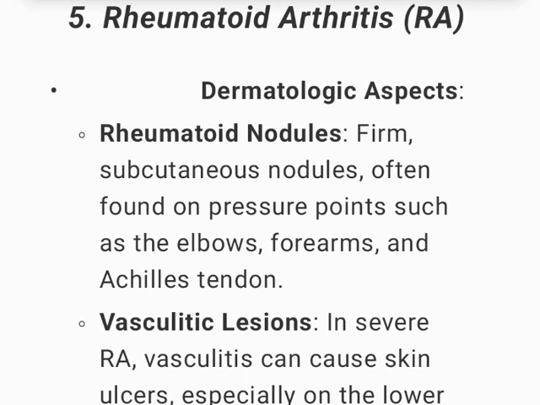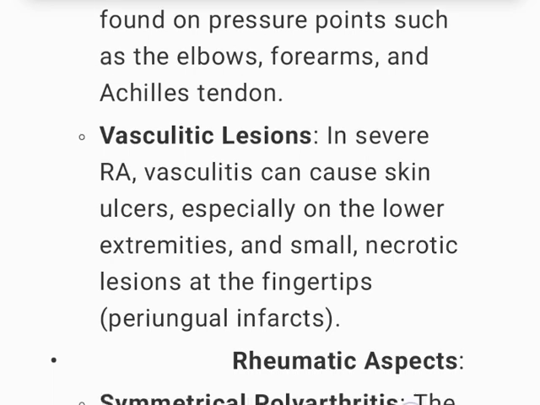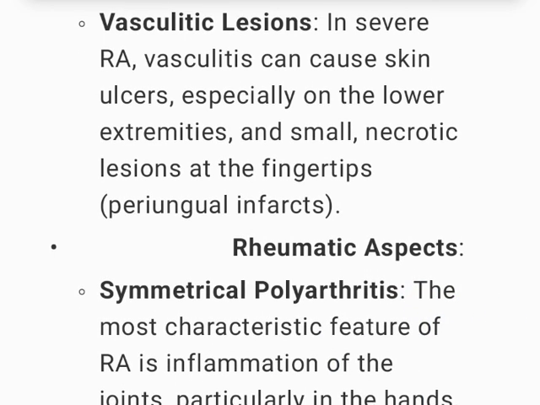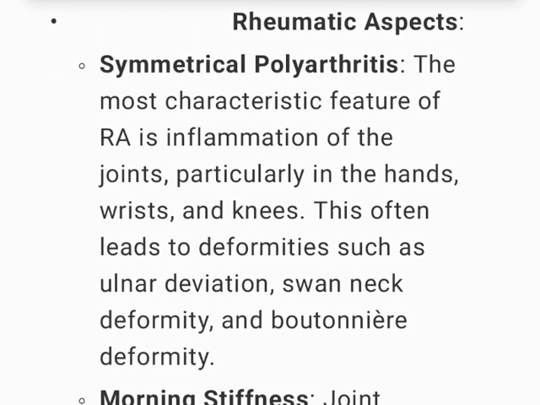5. Rheumatoid arthritis, dermatologic aspects. Rheumatoid nodules, firm, subcutaneous nodules often found on pressure points such as the elbows, forearms, and Achilles tendon. Vasculitic lesions. In severe RA, vasculitis can cause skin ulcers, especially on the lower extremities, and small necrotic lesions at the fingertips, periungual infarcts. Rheumatic aspects.